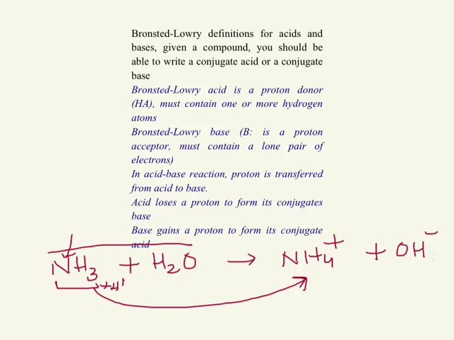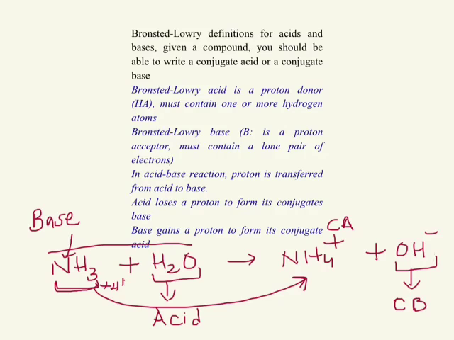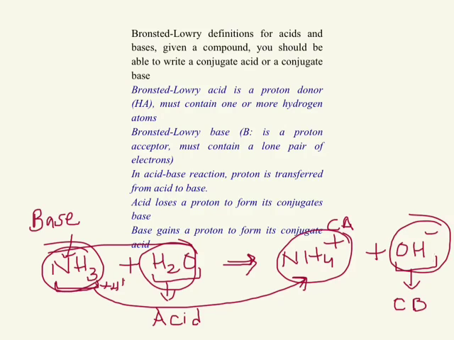If H plus is getting added, means NH3 is accepting the proton. If it is accepting the proton, then it is a base. And base, after accepting the proton, forms conjugate acid. Now if NH3 is a base, that means H2O is an acid, and acid loses the proton and is forming conjugate base. So in the given reaction, name the two acids, H2O and NH4 plus. Name the two bases, NH3 and OH minus.